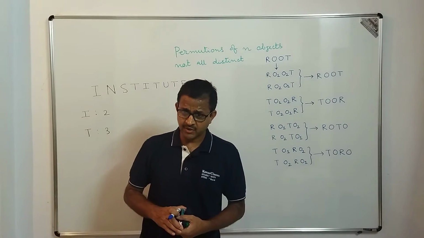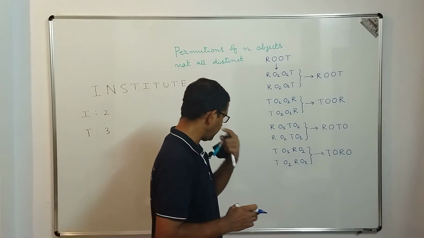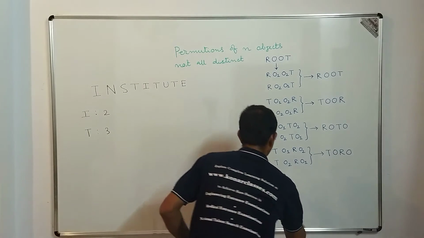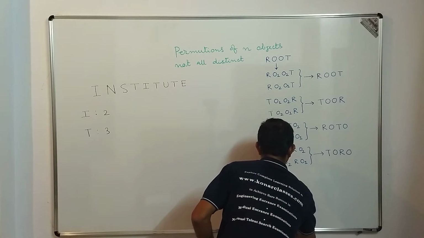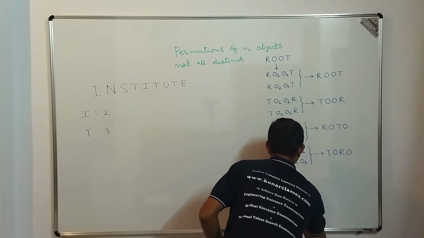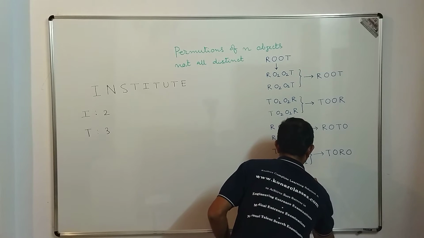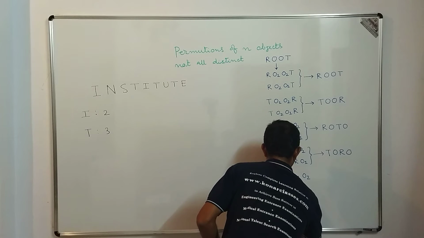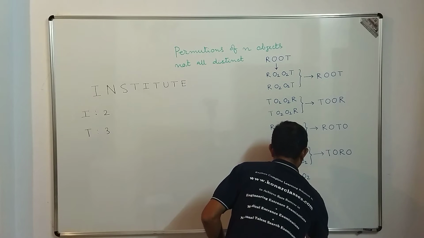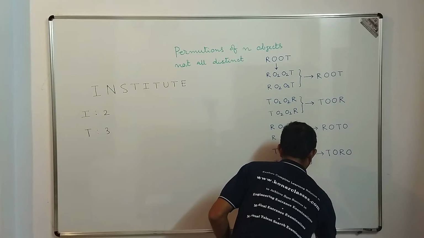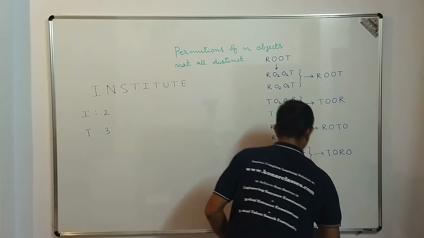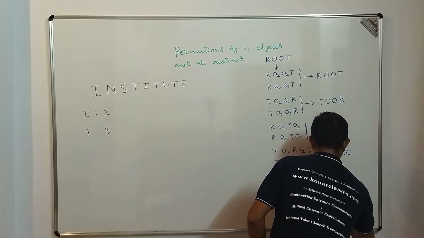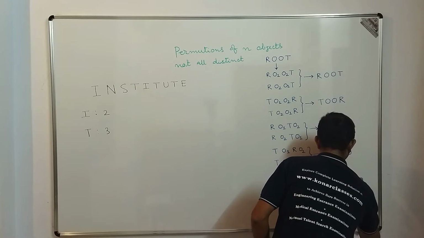Now another one that we can get is RTOO. What we get is R T O1 O2, and here also you can write R T O2 O1, and these can be clubbed together and we get RTOO.